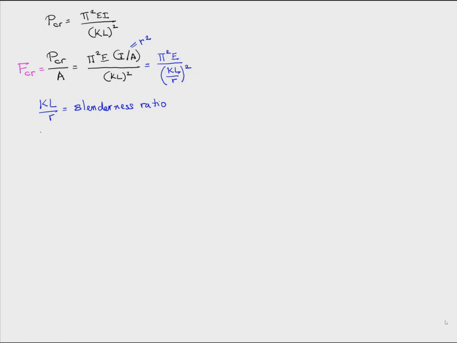So we can now plot the slenderness ratio and the critical buckling stress. And if we plotted F_cr equals pi squared E divided by (KL over r) squared, we would get a curve that looks like this. As the slenderness ratio KL over r becomes very large, the critical buckling stress becomes very small. And as the slenderness ratio becomes very small, the critical buckling stress becomes very large.